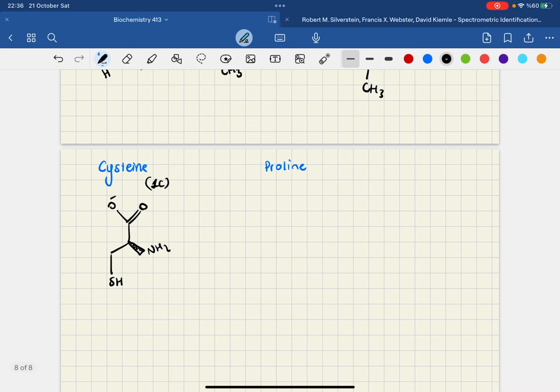All right, let me find it. Yes, I found it, and we have our carboxyl acetate, and then this is our NH2. All right. And this is our proline.